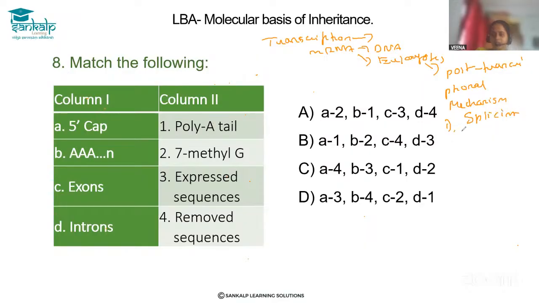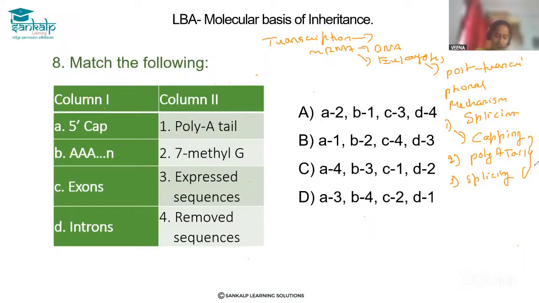Okay, in the splicing, the first process is capping, the second one is the poly A tail, and the third one is splicing. So these are the three processes involved in the post transcriptional mechanism.